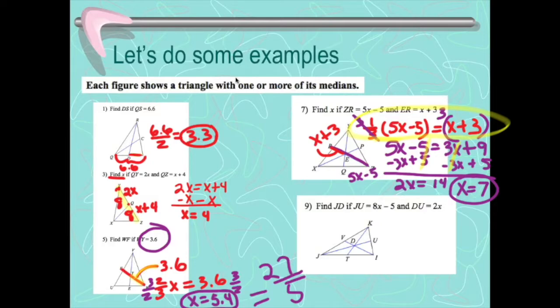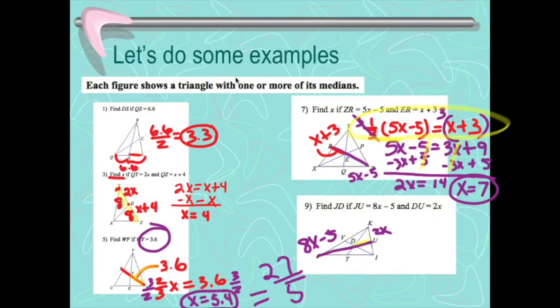It says that JU, which is this whole piece, number 9, is 8x minus 5. Wait, is this pretty much the same equation that we just did? Pretty much. Set up. The little piece, it said, is 2x. Oh, 1/3. It is 1/3. 1/3 of what equals what?